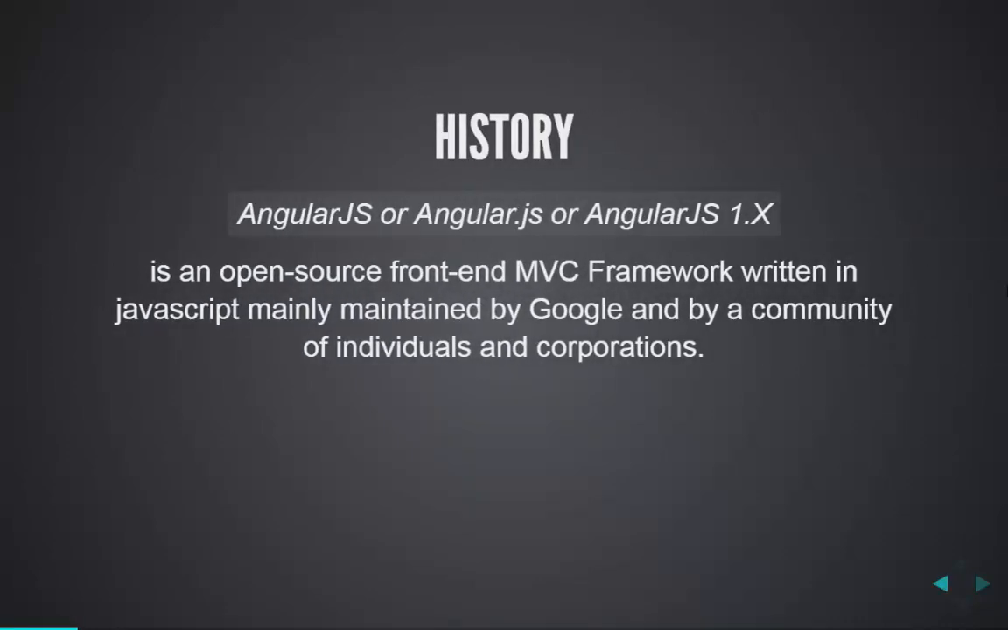First, we're going to talk about the history of AngularJS, which we can say as angular.js or AngularJS version 1.x. So what is AngularJS? AngularJS is an open source front-end MVC framework written in JavaScript, mainly maintained by Google and the community of individuals or corporations.